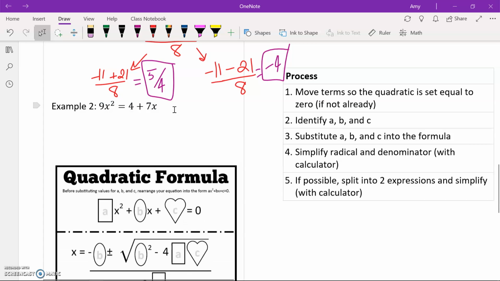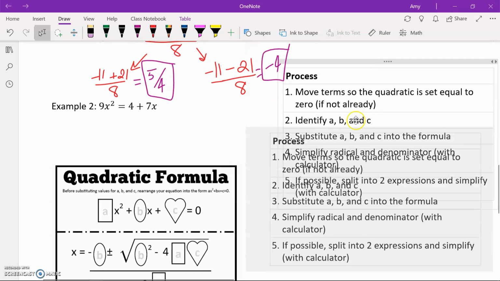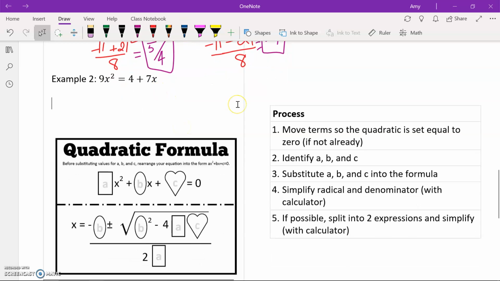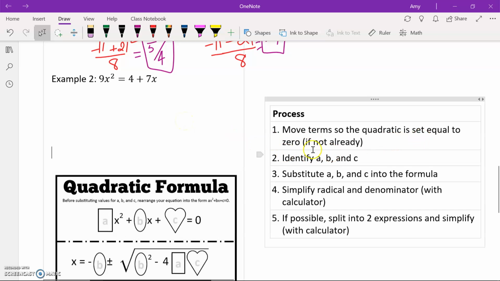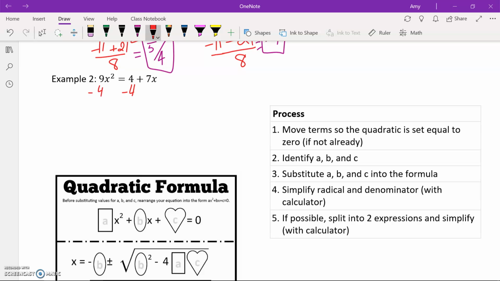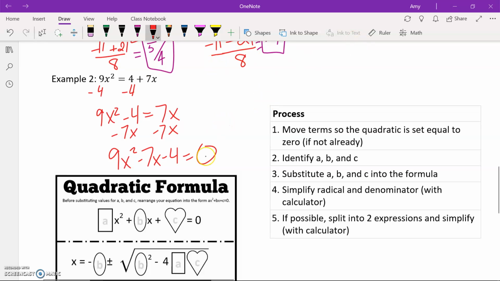In this case, our quadratic is 9x squared equals 4 plus 7x. In this problem, it is not set equal to 0. I don't see a 0 here. So I'm going to subtract 4 on both sides, and we get 9x squared minus 4 equals 7x. And then I'm going to subtract 7x on both sides, and we get 9x squared minus 7x minus 4 equals 0. Remember, we have to get it equal to 0 first if we're going to solve it.